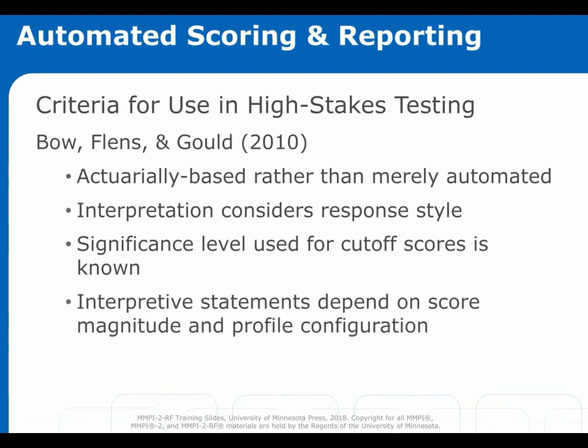Finally, MMPI-2RF score and interpretive reports include information from comparison groups, either the normative sample or one of the comparison samples we discussed earlier. As I mentioned earlier, it is also possible to create a comparison group unique to the specific setting in which you are using the instrument. Thus, automated restructured form reports allow the test user to rely on context-specific normative data when considering restructured form results.